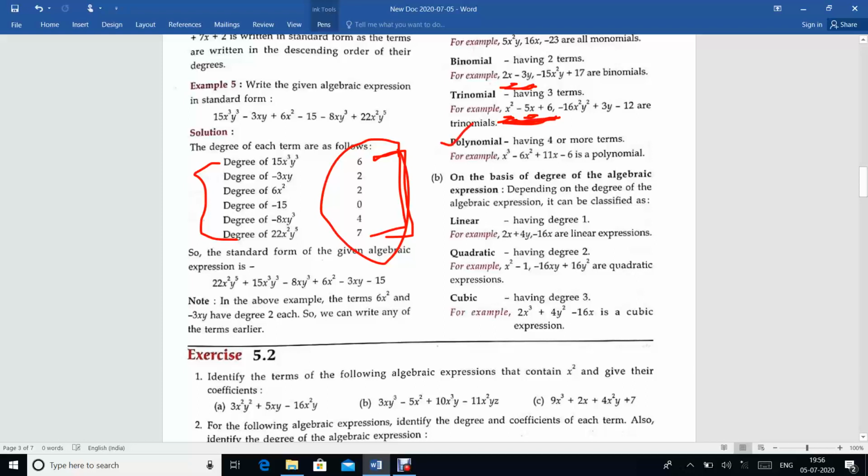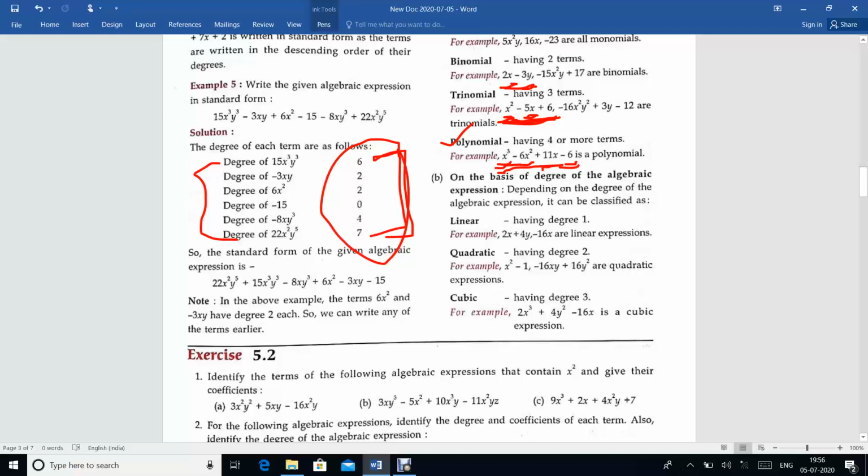The next is polynomial. Polynomial means if an algebraic expression contains four or more terms, it can contain four terms or also can contain 5, 6, 7, 8, means four or more. For example, x cube minus 6x square plus 11x minus 6. Here you can see that there are four terms, 1, 2, 3, 4. Here are four terms, so it is polynomial.